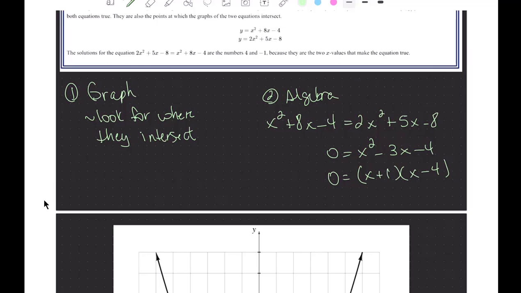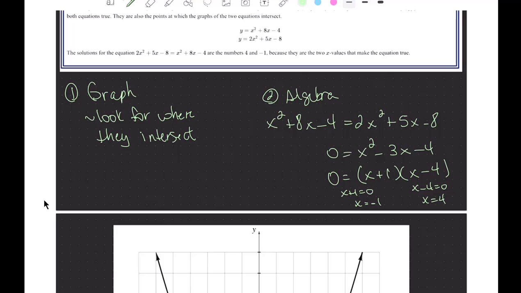Zero product property tells me I got to set those guys equal to 0. So you get x plus 1 equals 0, x minus 4 equals 0. So x equals negative 1 and x equals 4. So that gives me the 2 x coordinates.